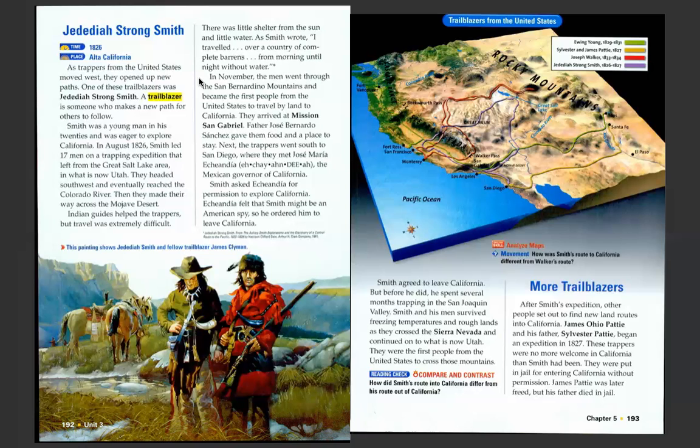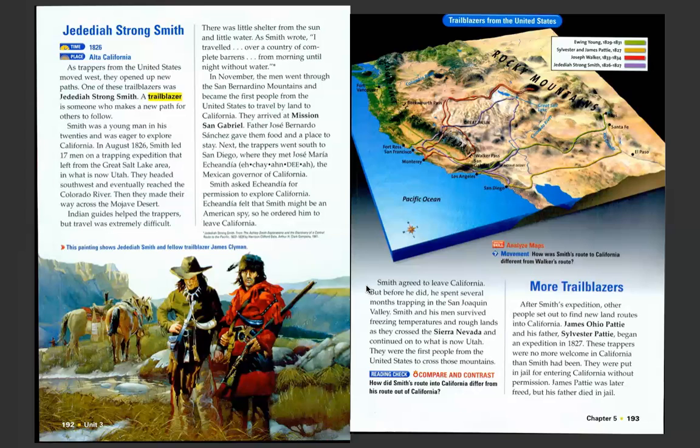Next, the trappers went south to San Diego, where they met Jose Maria Echeandia, the Mexican governor of California. Smith asked Echeandia for permission to explore California. Echeandia felt that Smith might be an American spy, so he ordered him to leave California.